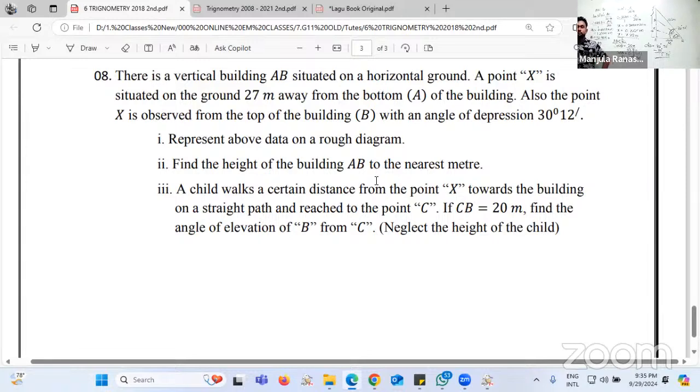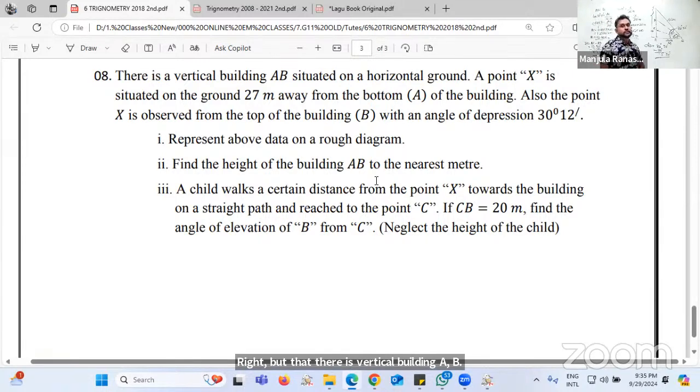There is a vertical building AB situated on a horizontal ground. A point X is situated on the ground 20 centimeters away from the bottom A of the building. Right, now we will draw the sketch.